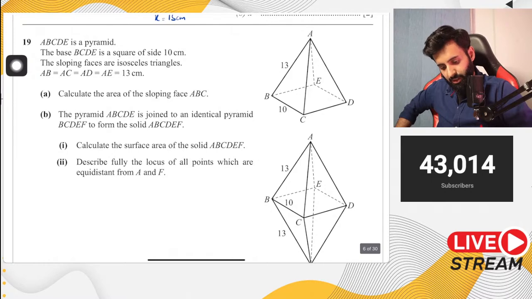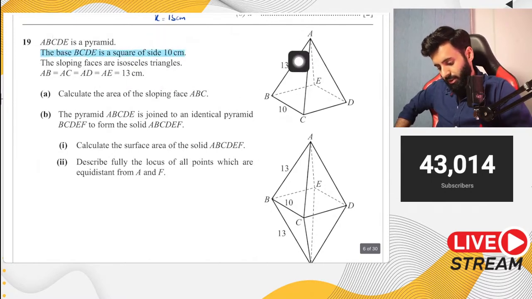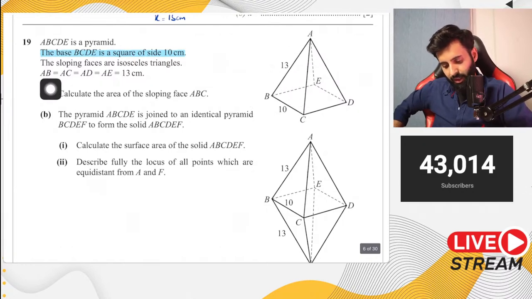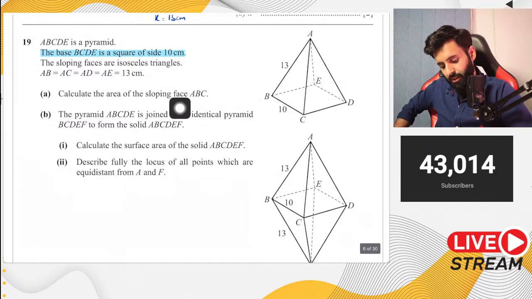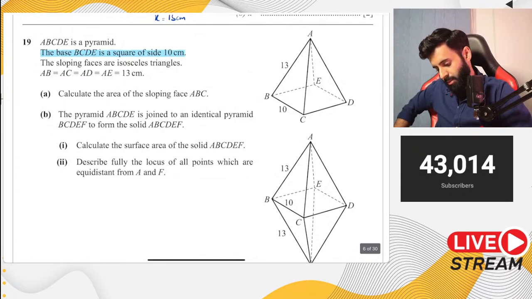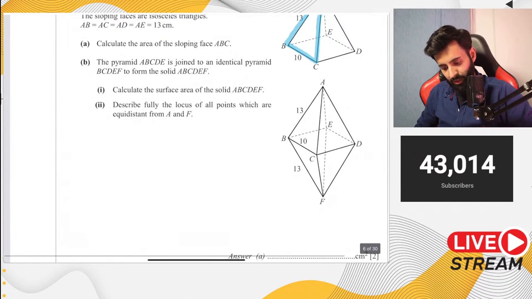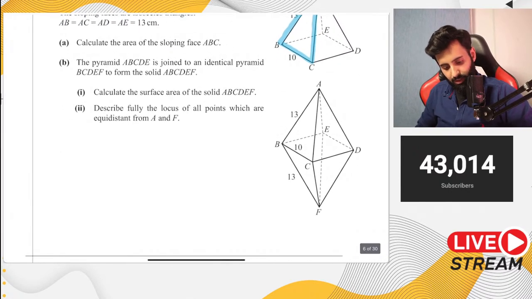The sloping faces are isosceles triangles. You can see all the lengths that are equal to 13 centimeter. Calculate the area of the sloping face ABC. Now you have to calculate its area. So how can I calculate the area?